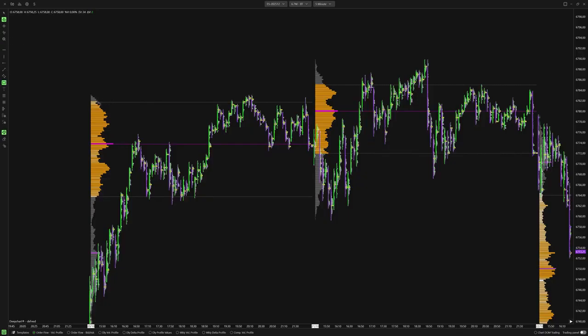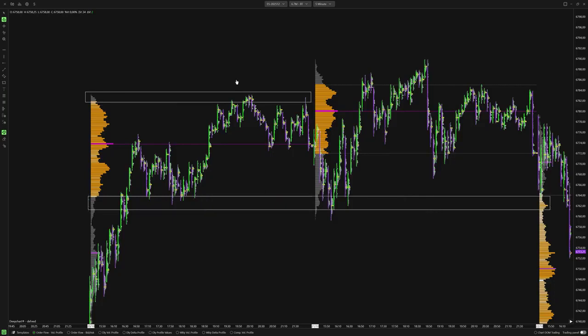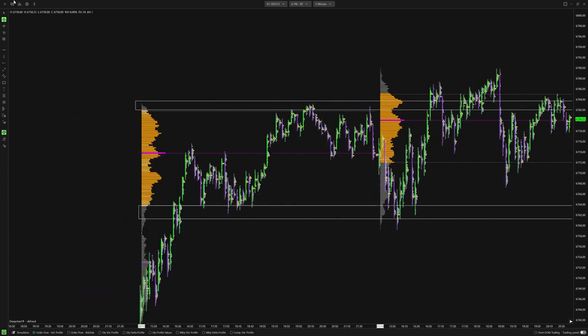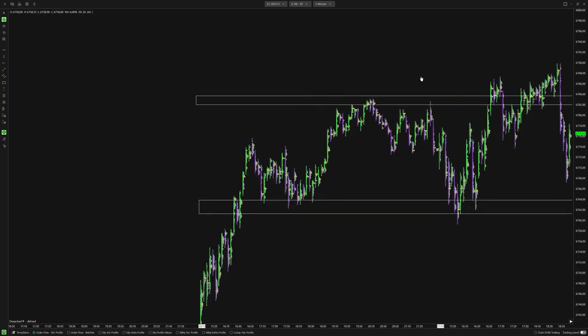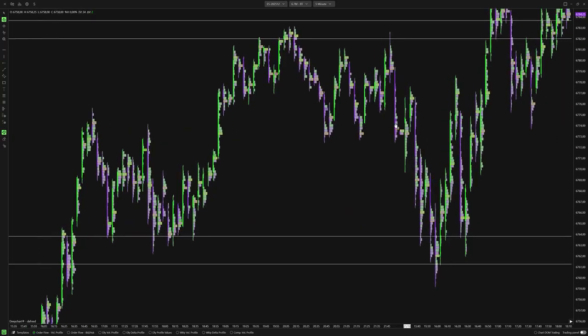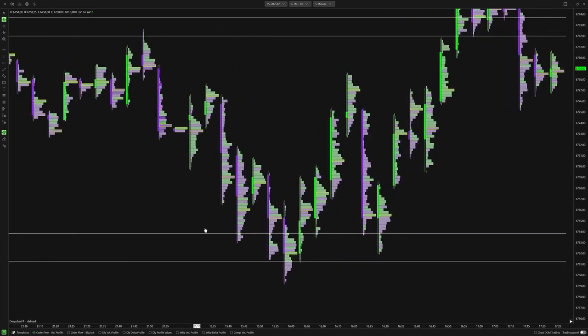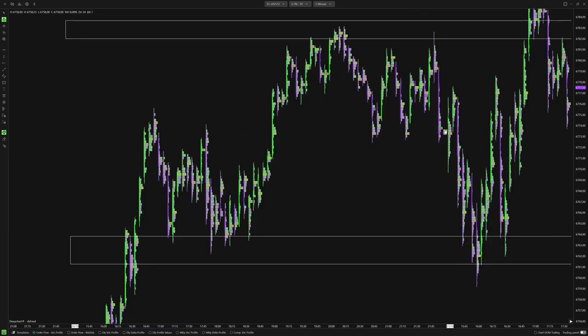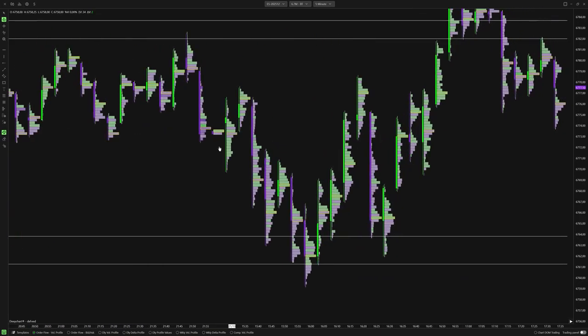Now let's make a practical example, by looking at a situation of clear fair value and looking at what happens in the following session. Well, we know these are the areas, so let's remove the volume profile so we can just see the price action and the order flow. The next session starts here. So we already have a good indication. We started our session inside of the previous value area.